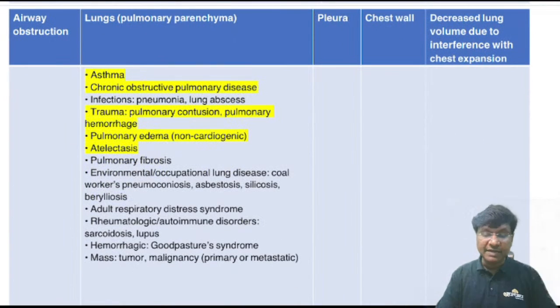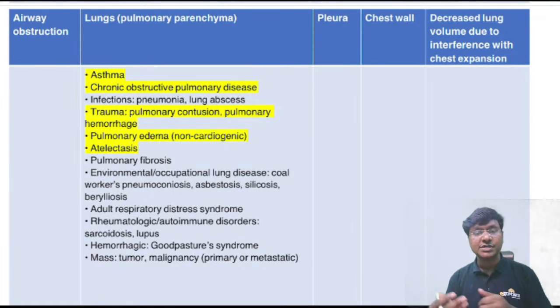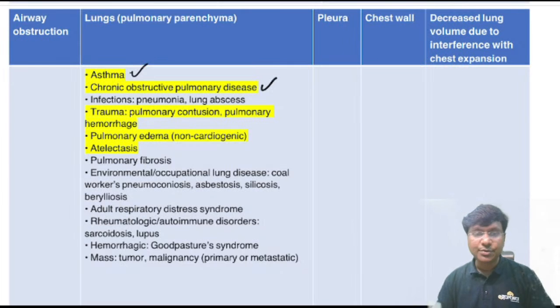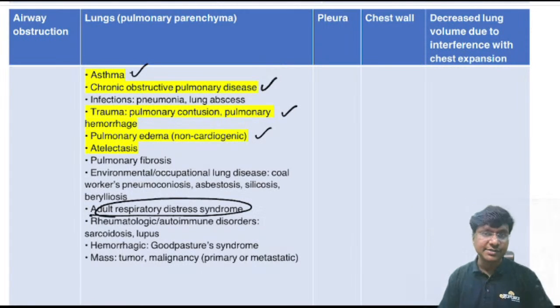Then coming to the pulmonary parenchymal disorders, many of them cause dyspnea. That includes asthma, COPD, trauma, pulmonary edema, atelectasis, pulmonary fibrosis, occupational lung disorders like coal workers pneumoconiosis, ARDS, rheumatological disorders like rheumatoid arthritis, sarcoidosis, hemorrhagic conditions like Goodpasture syndrome, and any malignancy within the lung parenchyma. But which conditions will present with sudden onset dyspnea as a pulmonary emergency? Acute exacerbation of asthma, acute exacerbation of COPD, pulmonary contusion or pulmonary hemorrhage, non-cardiogenic pulmonary edema, which is nothing but ARDS, and lung atelectasis. These parenchymal pathologies can present with sudden onset dyspnea, and that will be the pulmonary emergency.